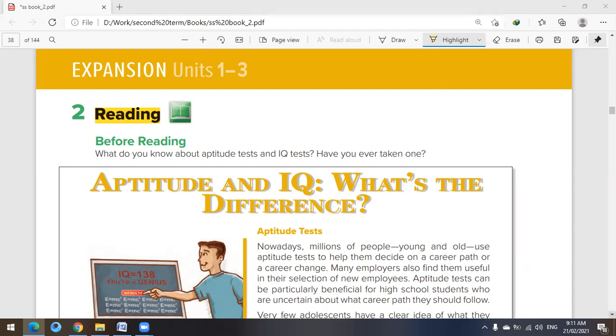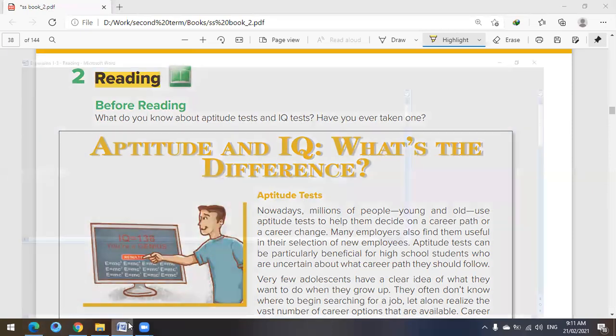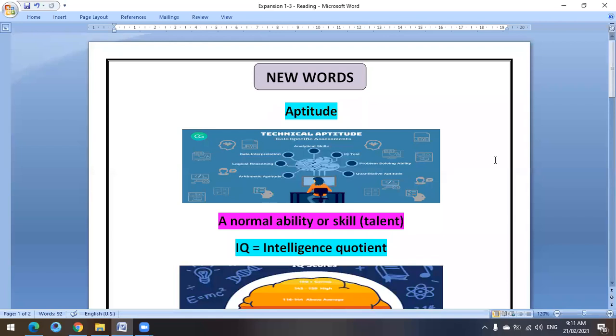But as you know, how do we study our reading lessons, our reading passages? We have some questions and we go to the passage to find the answer of each question, then answer it. But before we start, we may find some new words in this passage today. So we need to know about these words, then start our lesson.